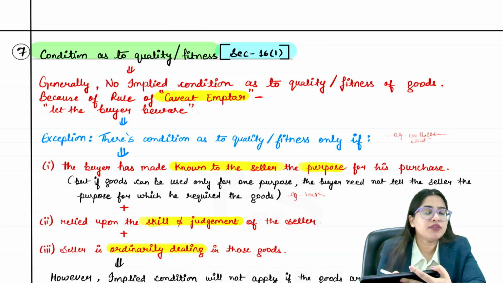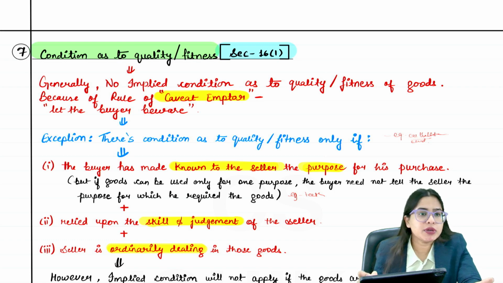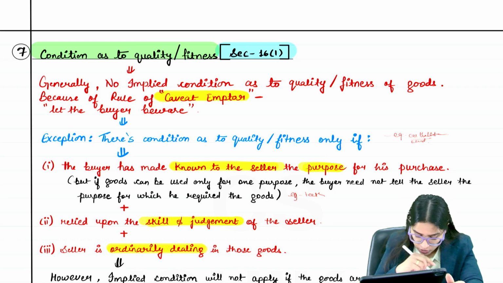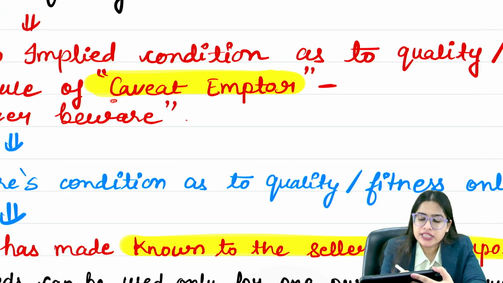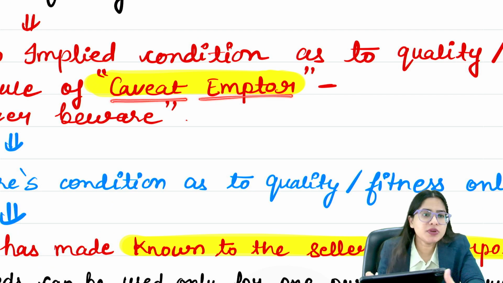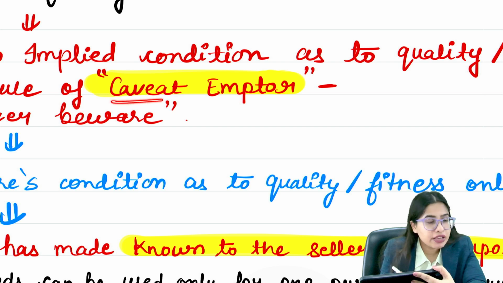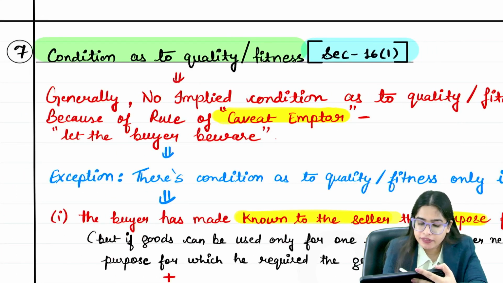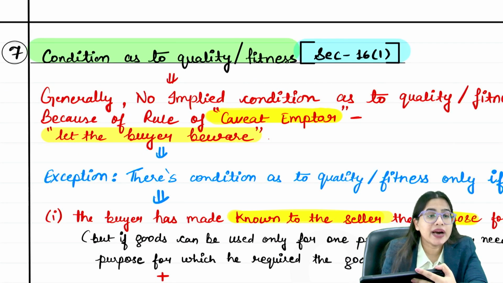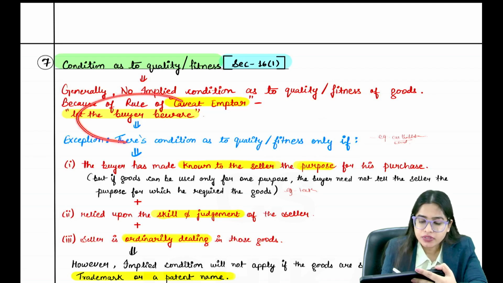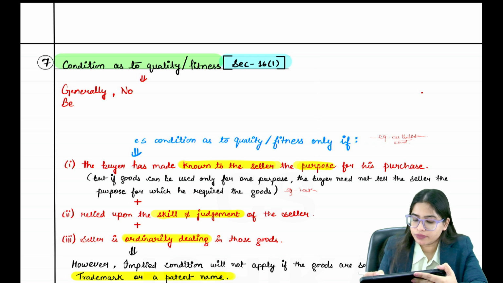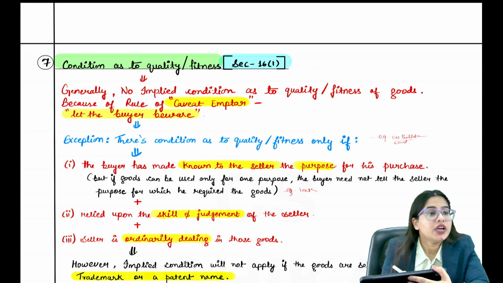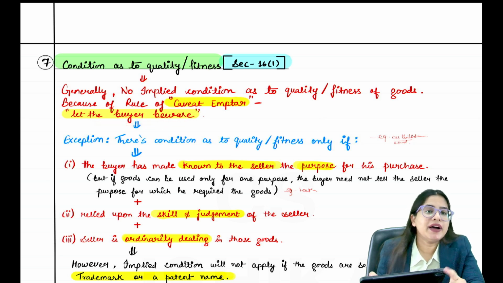This is something where the buyer should take care whether his purpose is being fulfilled or not. So here there is a concept of caveat emptor. You must be hearing this word for the first time. Caveat emptor means let the buyer beware.